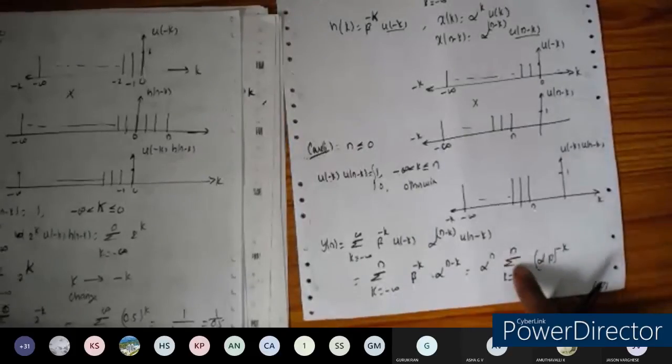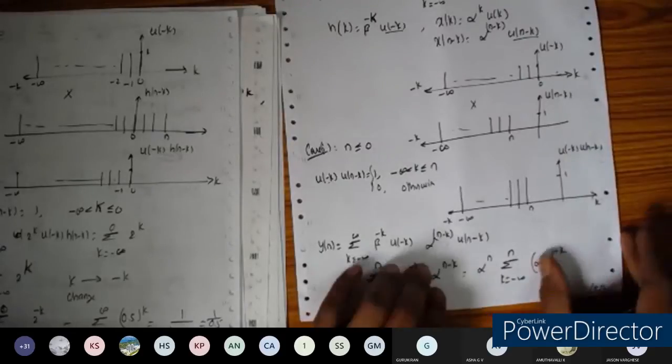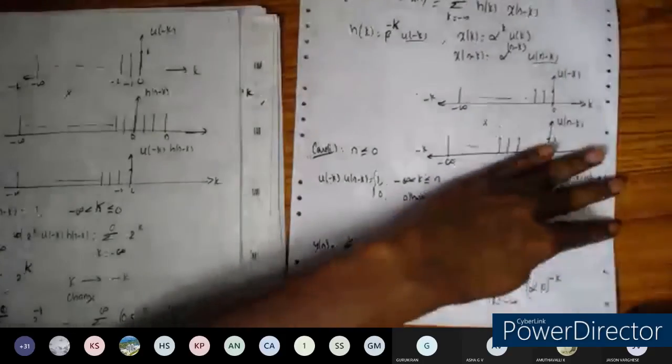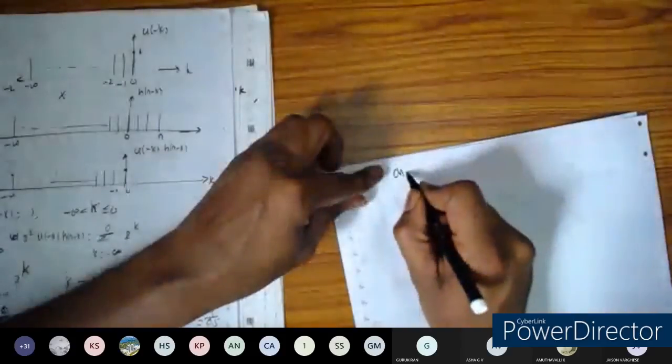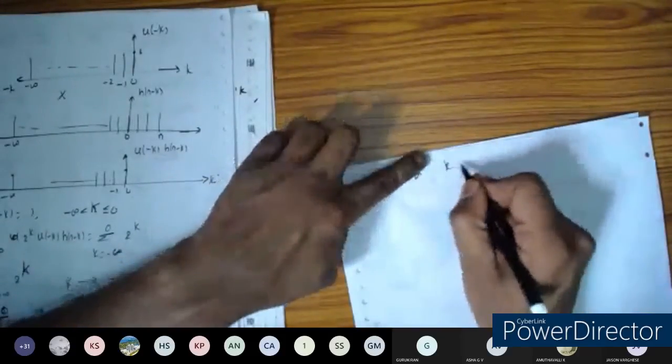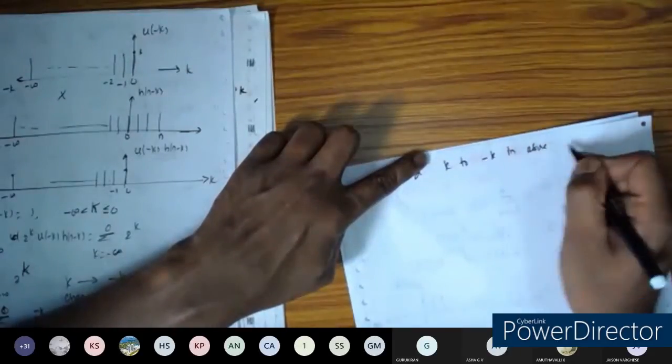Now what we shall do is change k to minus k, because we don't have any formula which is going to suggest this one. So we're going to change k to minus k. You can check here: change k to minus k in the above summation.